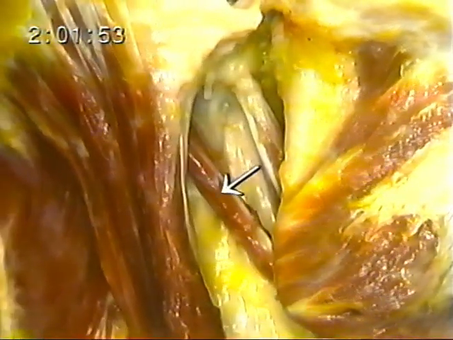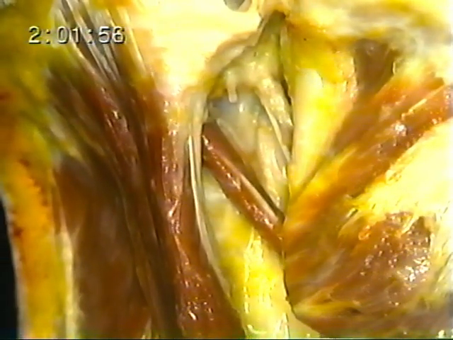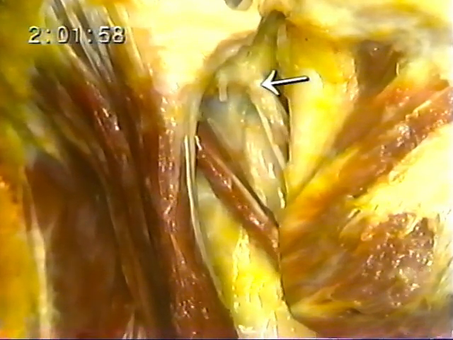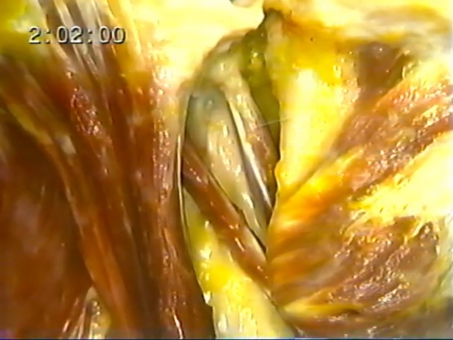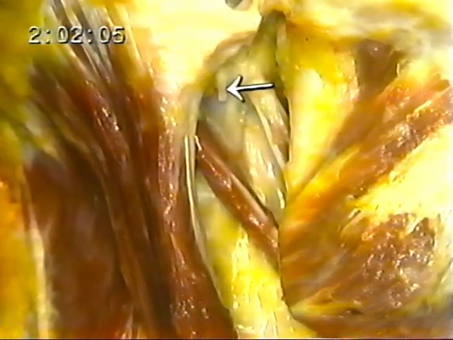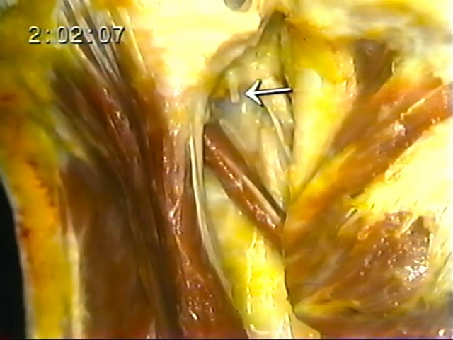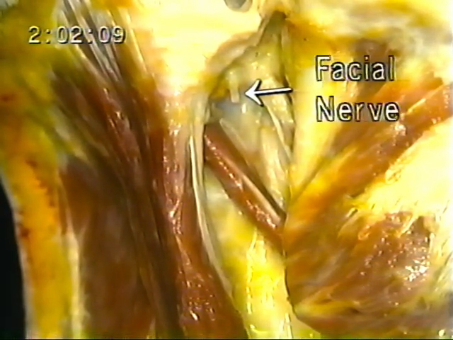Here's the posterior belly of the digastric muscle, lying deep to the sternocleidomastoid. Here's the styloid process and the stylohyoid muscle. Here, emerging behind the styloid process, is the trunk of an important nerve, the facial nerve. The facial nerve, which provides the motor innervation to all the muscles of facial expression, has an important relationship to the parotid gland. It runs right through it, dividing into several branches as it does so.